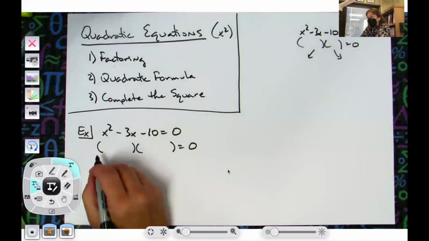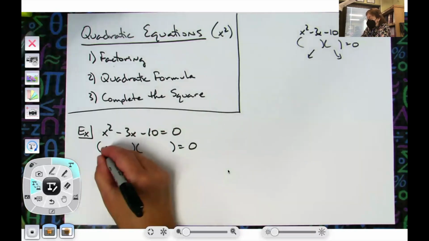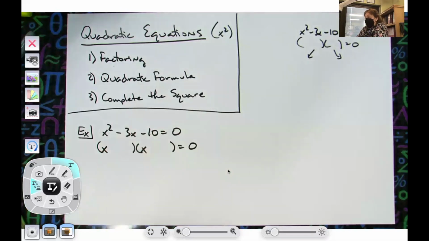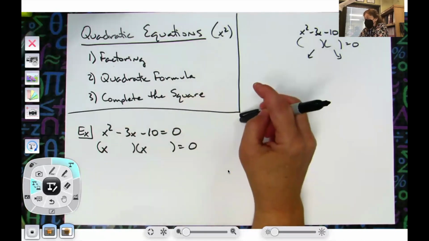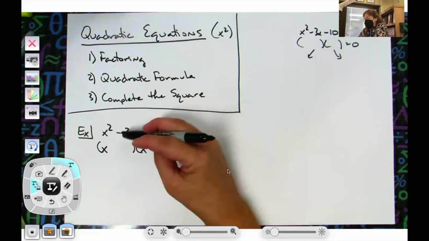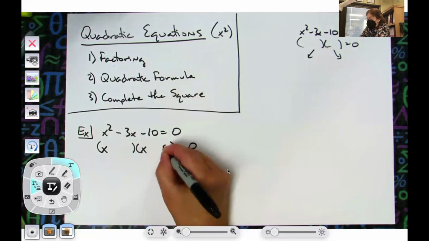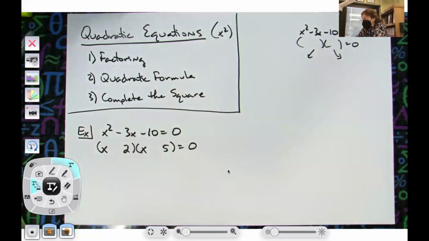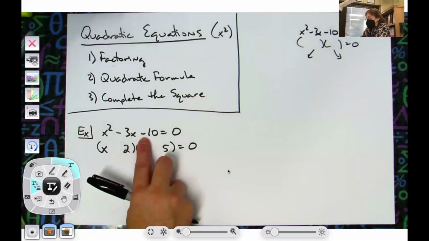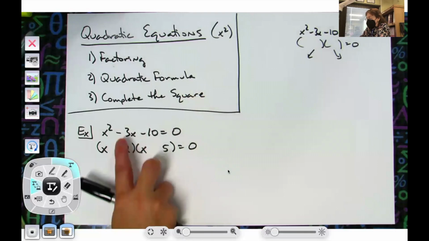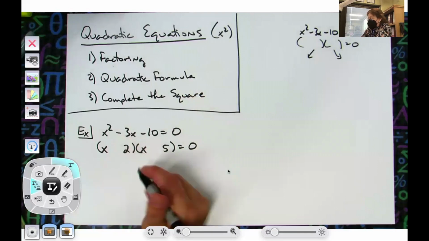It's a leading coefficient of 1, so that first term is just going to be x and x. My only choices for that 10 are what? 10 and 1, that's not going to work. 5 and 2, that's going to get me a 3 in there. So I'll put a 5 in one of the spots and a 2 in the other spot. They've got to be unlike signs because I need a negative 10. It's got to be a negative 3, so that means the 5 is the one that's got to be negative.